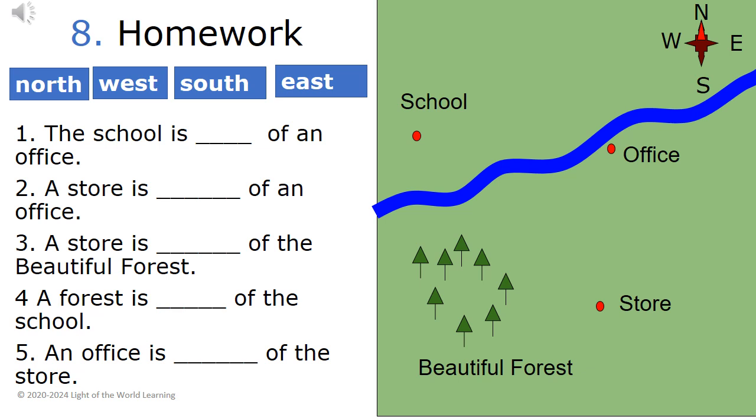8. Homework. North, west, south, east. 1. The school is of an office. 2. A store is of an office. 3. A store is of the beautiful forest. 4. A forest is of the school. 5. An office is of the store.